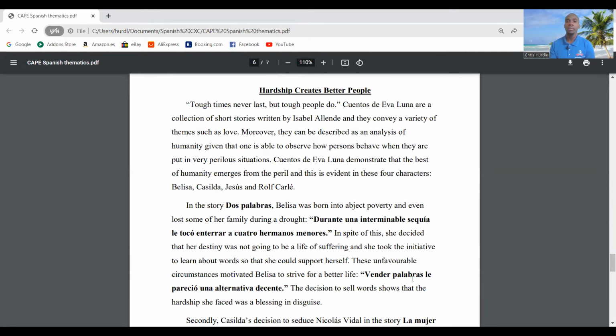Tough times never last, but tough people do. Interesting quote. Cuentos de Eva Luna are a collection of short stories written by Isabel Allende, and they convey a variety of themes such as love. Moreover, they can be described as an analysis of humanity, given that one is able to observe how persons behave when they are put in very perilous situations. Cuentos de Eva Luna demonstrate that the best of humanity emerges from the peril, and this is evident in these four characters: Belisa, Casilda, Jesus, and Ralph Carle.